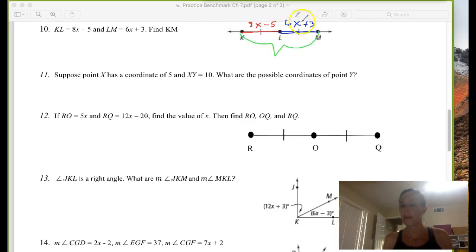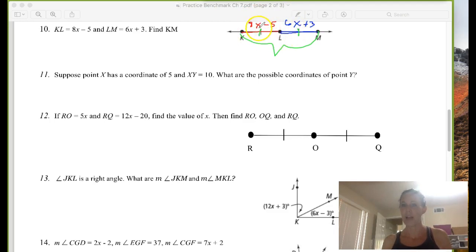Okay. They didn't give us actual numbers. They want us to find the whole thing. Well, they did give us some markings, which is helpful. They told us this was congruent to this. So in order to find the whole thing, first I need to figure out what X is, because I don't have an actual amount.